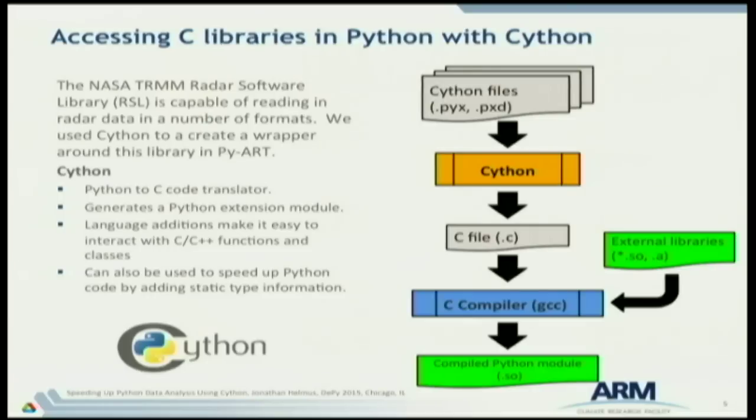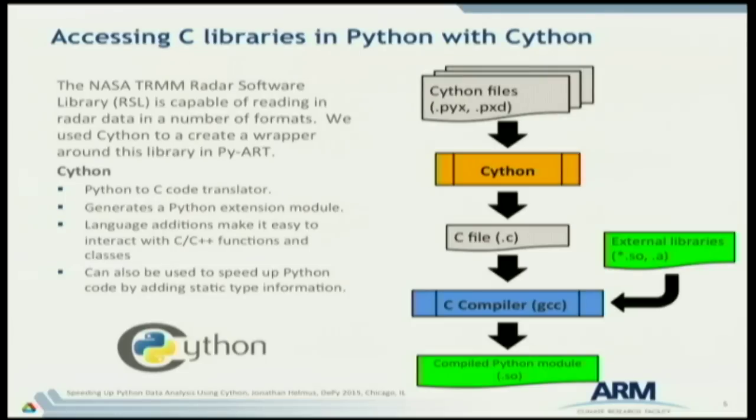And so we said, hey, we'd really like to be able to use that in Python, or I mean in PyArt, because then we don't have to worry about our I/O. We can just kind of rely on this nice fast library. And so we turned to Cython. So Cython, for those of you who've never heard of it, it's a Python to C translator. So it takes Python code and it generates C code. And then you can compile that C code to generate a Python extension module. The nice thing is it also adds some additions to the Python language that allows you to interact with C and C++ functions really easily.